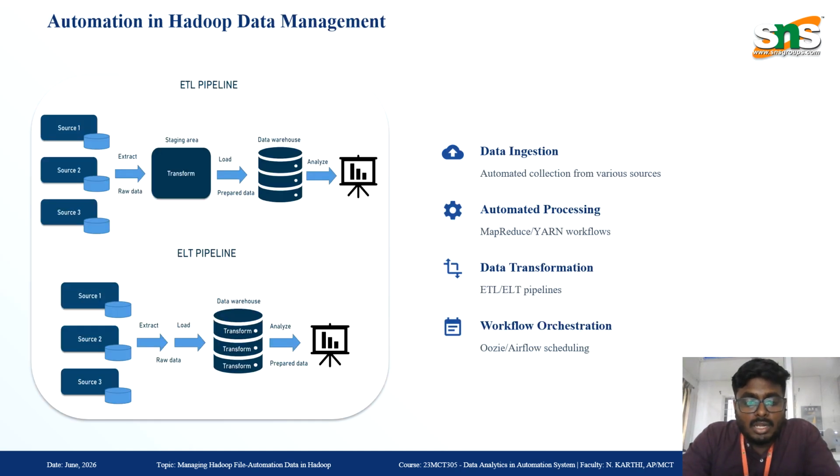And automation in Hadoop data management. This is where it gets interesting. Managing big data manually is not feasible. So Hadoop relies on automated workflows at every stage.